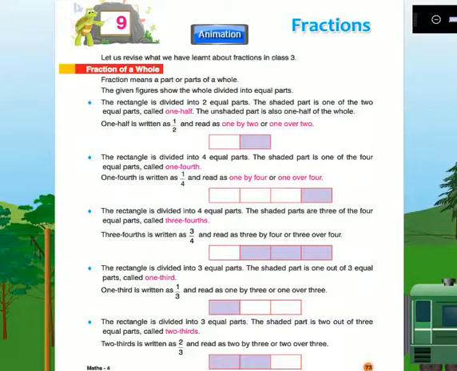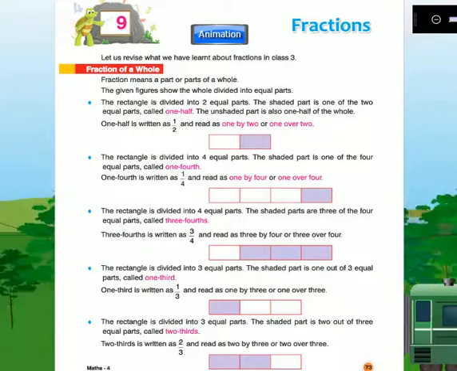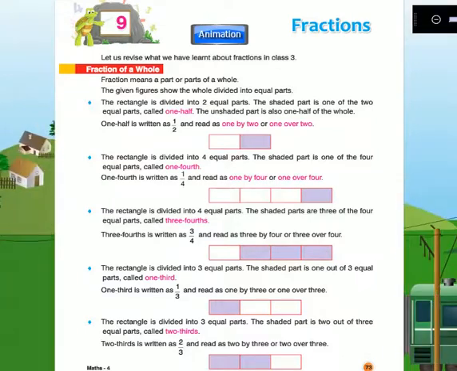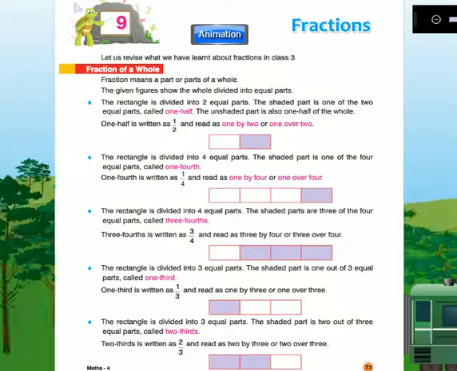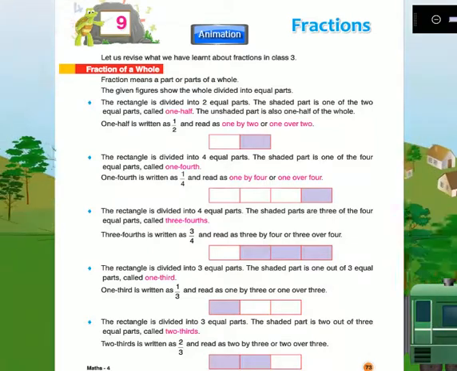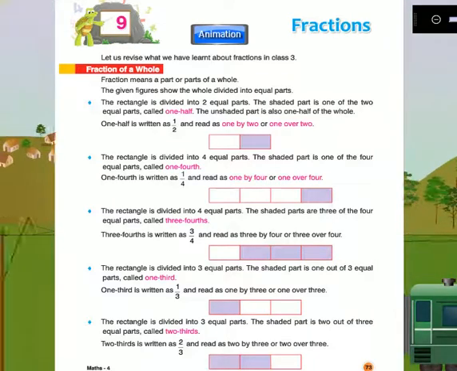Chapter 9: Fractions. Let us revise what we have learned about fractions in Class 3. Fraction of a whole. Fraction means a part or parts of a whole. The given figures show the whole divided into equal parts.